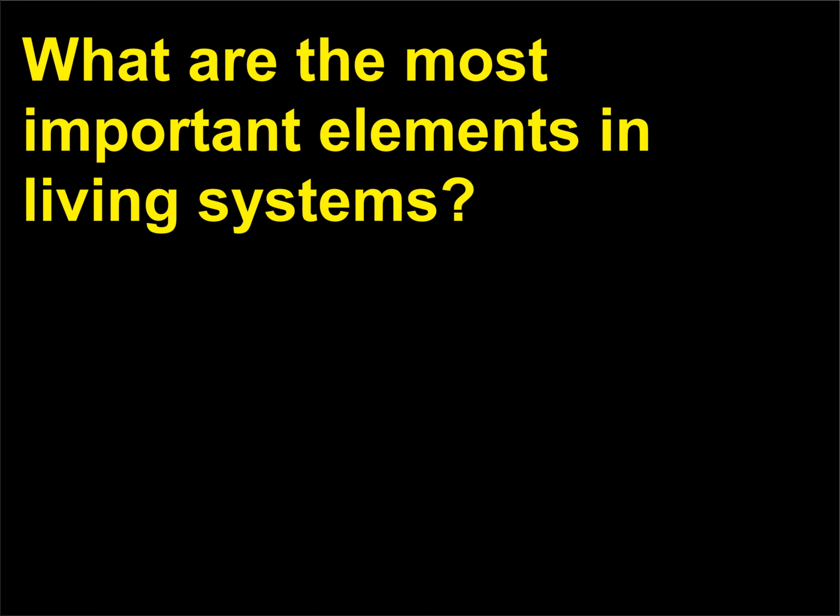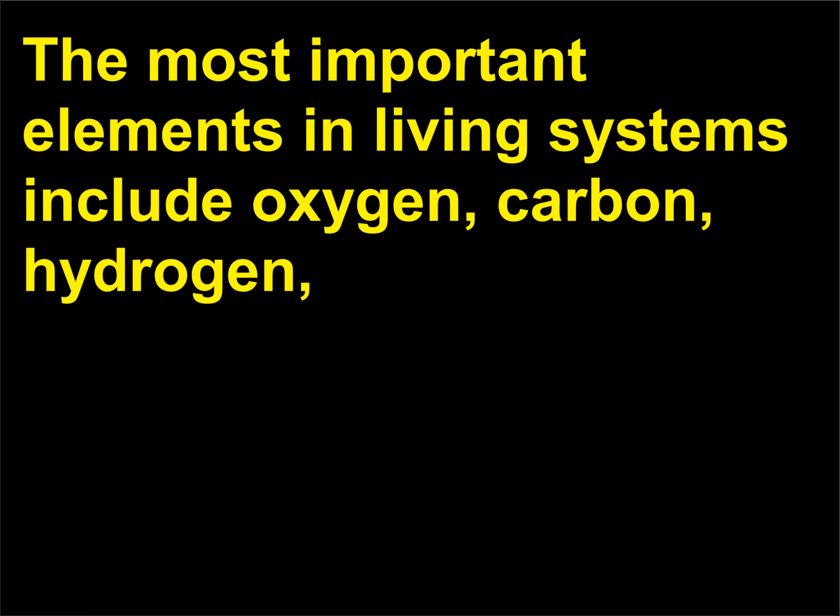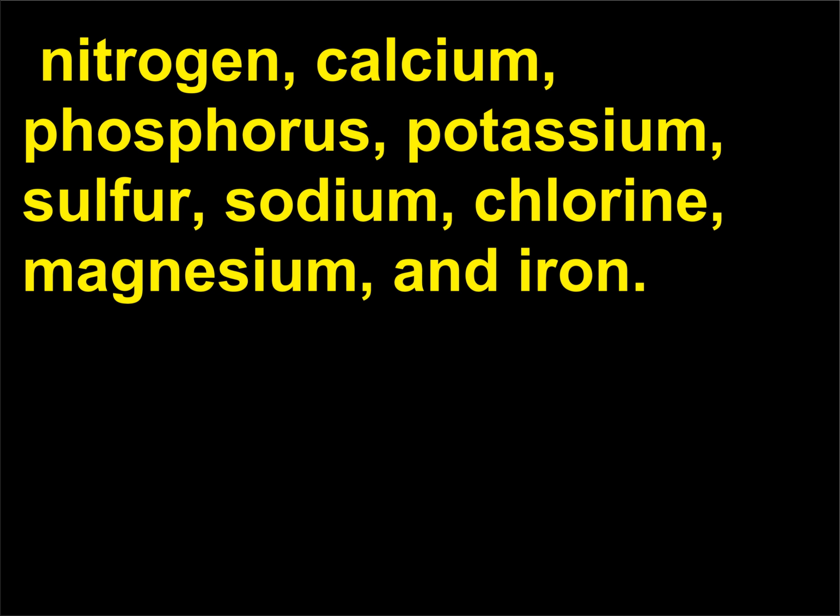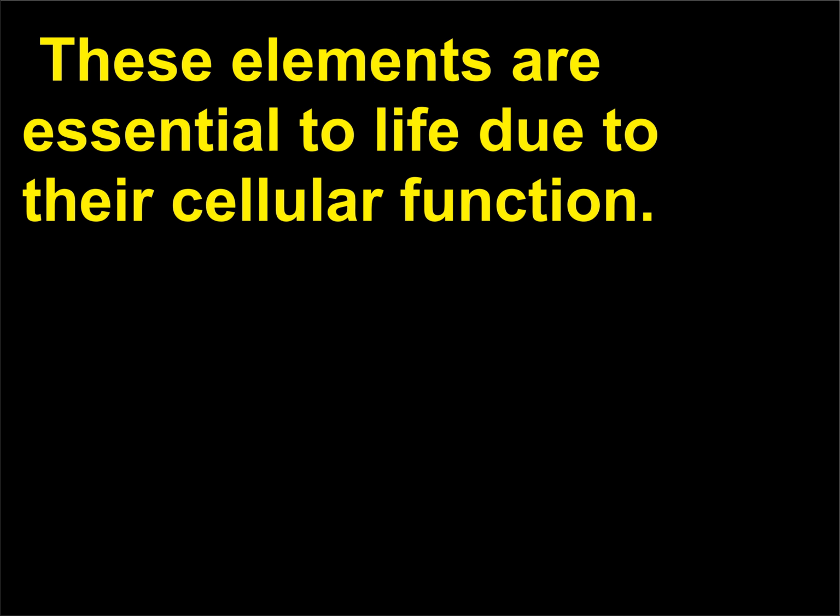What are the most important elements in living systems? The most important elements in living systems include oxygen, carbon, hydrogen, nitrogen, calcium, phosphorus, potassium, sulfur, sodium, chlorine, magnesium, and iron. These elements are essential to life due to their cellular function.